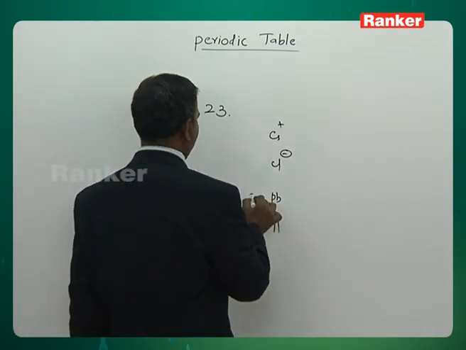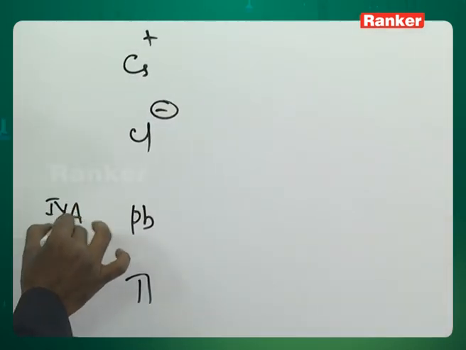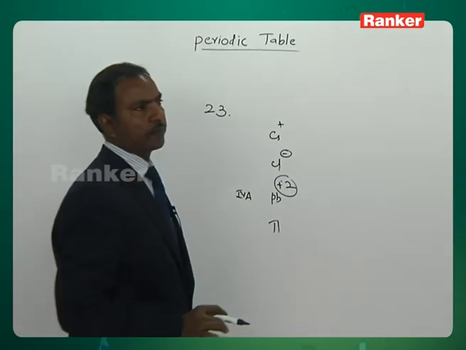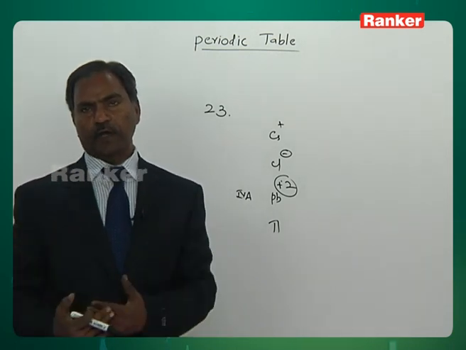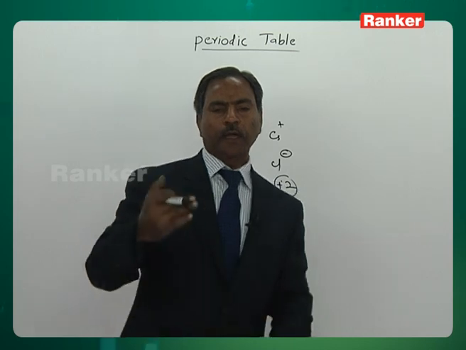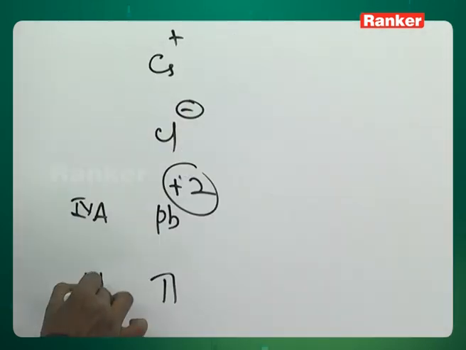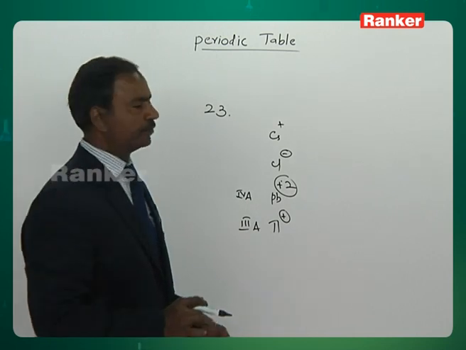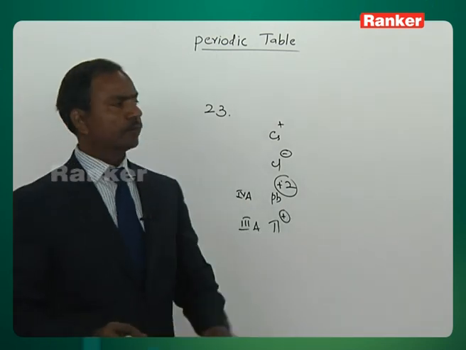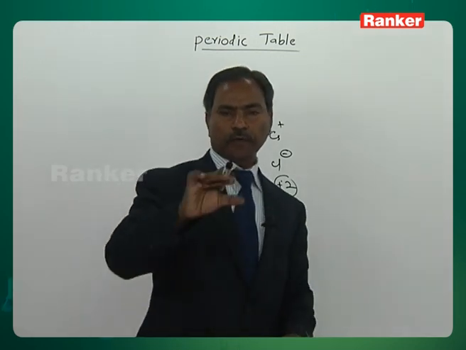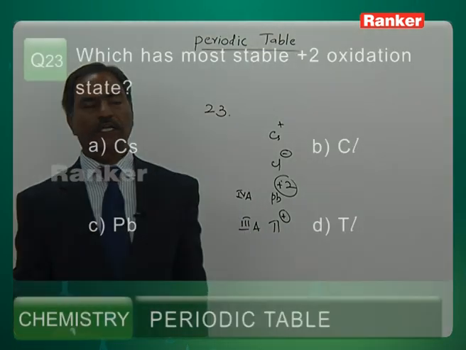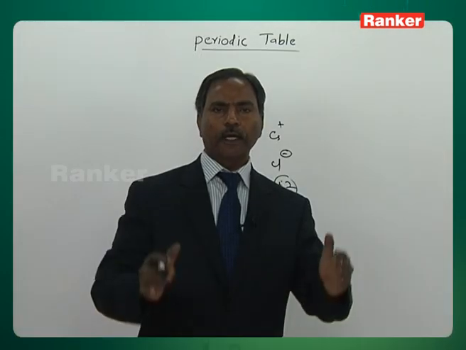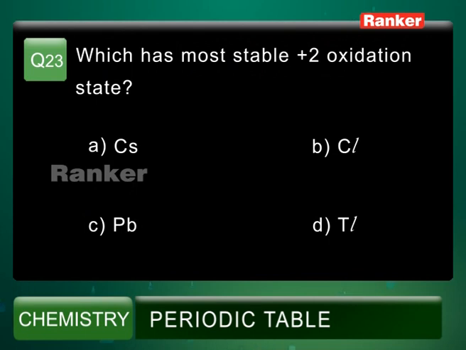Coming to lead, lead belongs to the 4th A group, we agree. But because of the inert pair effect, it exhibits a stable +2 oxidation state. Lead has to exhibit +4, but because of the inert pair effect, it exhibits only the +2 oxidation state. Coming to thallium, thallium belongs to the 3rd A group. It has to exhibit +3 oxidation state, but commonly its stable oxidation state is only +1. These two, lead and thallium, exhibit +2 and +1 stable oxidation states. Our question is, which of the following exhibits a stable +2 oxidation state? Therefore, the answer is lead, the 4th A group, where +2 is the most stable oxidation state. Therefore, question number 23, answer is C.